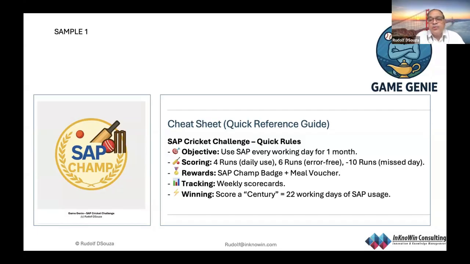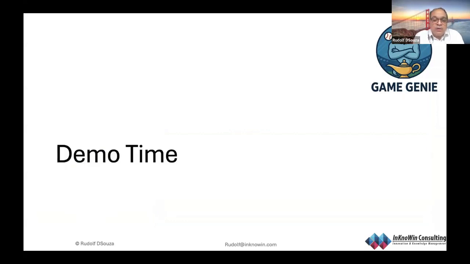Okay, the reward was a SAP champ badge which they could use on their table, in their email, and so on. And there were weekly scorecards. So if you did it for 22 consecutive days, you would get a score of a century. Okay, so this is just a quick output of the first assignment that I had, and let me now give you a demo of the actual system.